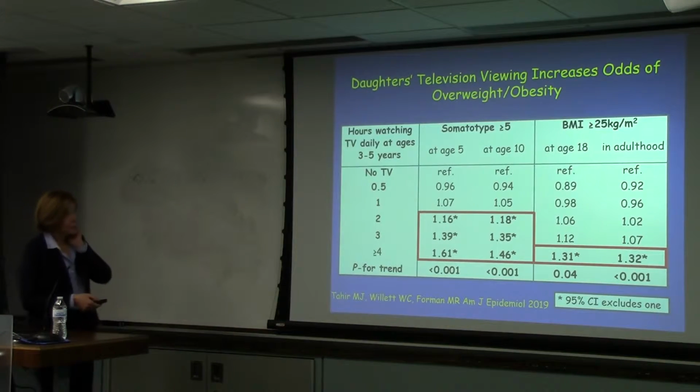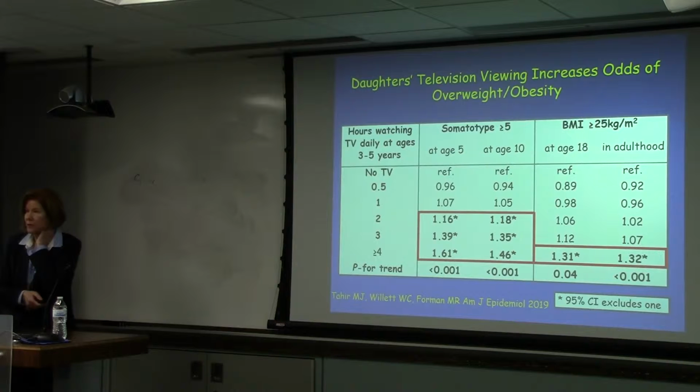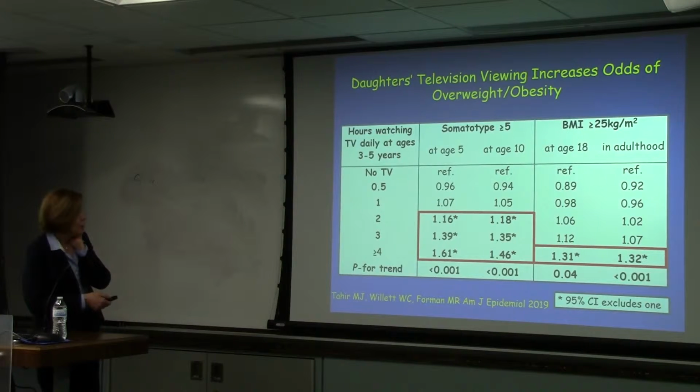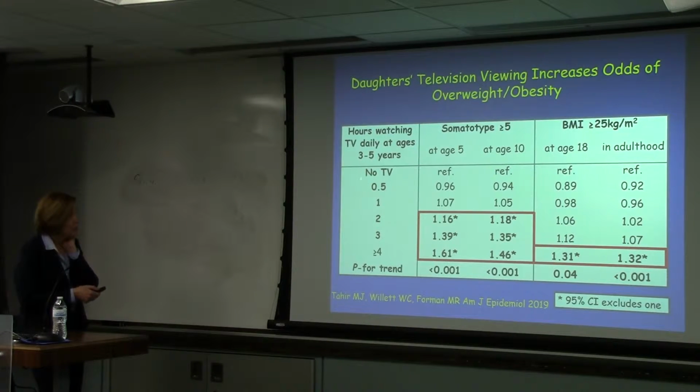And what Muna did was she looked at the independent effects of each one of these, TV viewing and then physical activity, on obesity across the life course, using the somatotypes for 5 and 10 years and the BMI at 18 and adulthood. Compared to those who had no TV viewing as our reference group across the life course, if there were 2 hours of TV viewing, 3 or 4 or more at ages 5 and 10, you had an increasing risk of overweight or obesity based on these standard images.